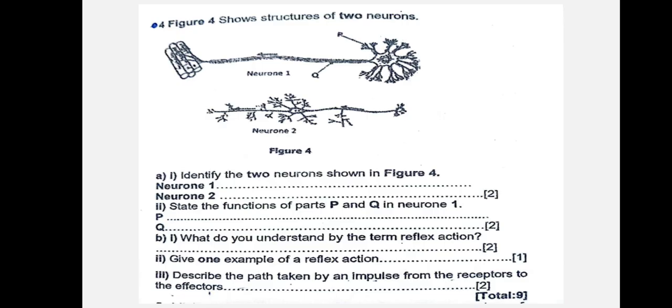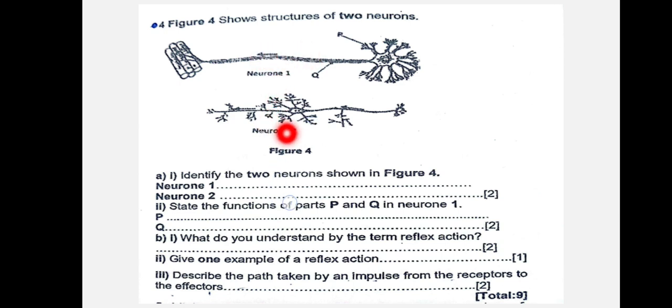And answer this question, which is: identify the two neurons shown in figure 4. So we have neuron 1. What do you think is neuron 1? Looking at this neuron 1, as you can see, these are effector organs, let's say the muscles. So basically, this one is going to be the motor neuron.